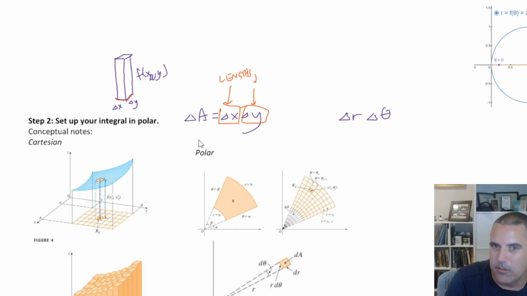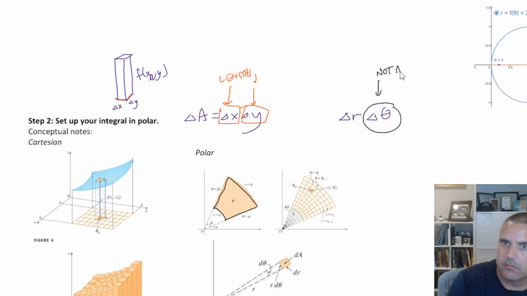That's a rectangle. When you're working with polar graph paper like this, you get, in this kind of exaggerated version, a whole bunch of these little shapes that look like that. This is not a length. So multiplying those two does not give you the area of that shape.